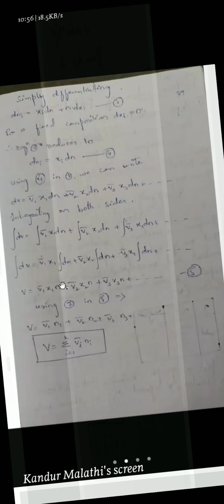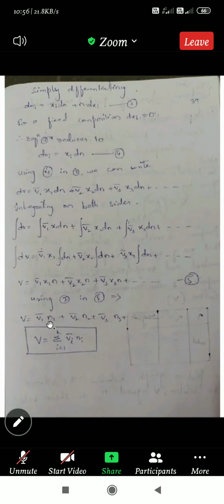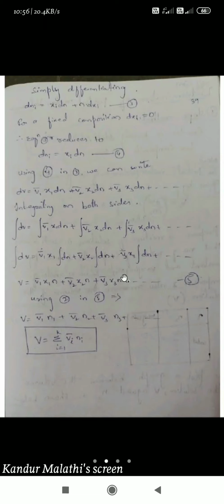Now I can substitute this by n1. How? Here you can see ni equals xi n. If I take i equal to 1, n1 equals x1 n. If I take i equal to 2, n2 equals x2 n. Like that you substitute the values here. So x1 n I can write as n1, x2 n I can write as n2, that is the number of moles of component 2, x3 n I can write as n3, and so on.